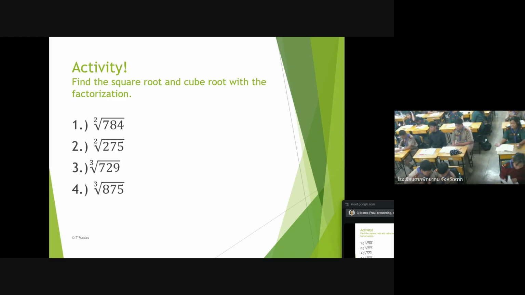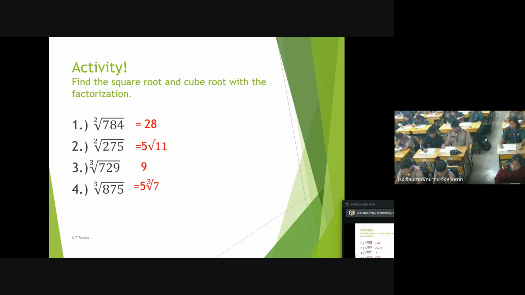Okay, let's answer. Okay, for number 1, what is the answer? The answer is 28. Okay. Number 2, what is the answer? 5 square root of 11. Number 3, 9. Number 4, 5 cube root of 7.